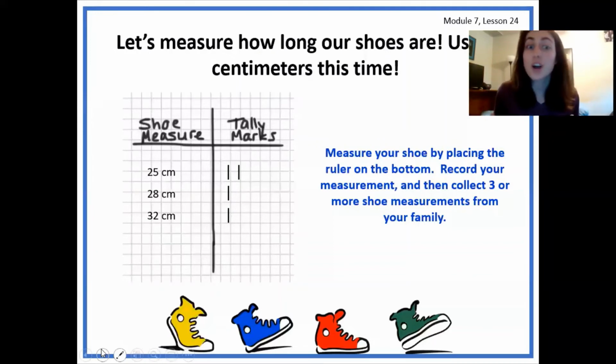So you're going to go around your house. It doesn't have to be on a fancy dancy recording sheet. You can just draw a chart just like I drew, just a little tiny tally marks, okay? And you're going to record the shoe measure and how many people have that length of shoe. I'd like for it to be 2 or 3 people, maybe even 4 people so that you have enough information, okay? So pause me right here if you're going to go do that.